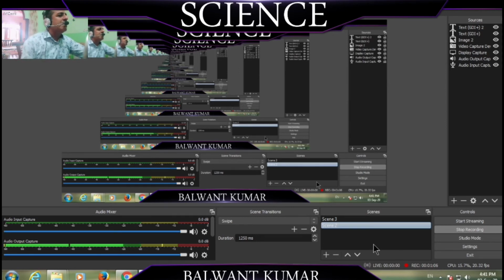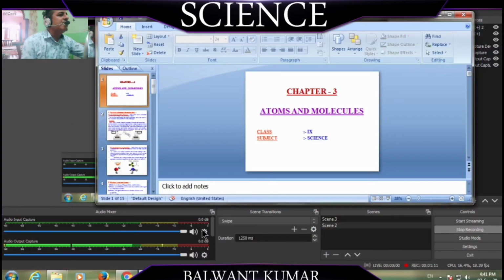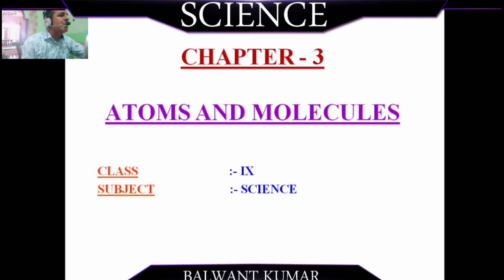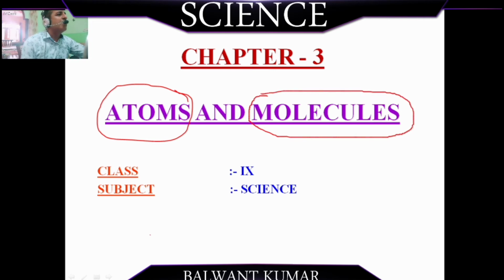Let's go for this. Students, we are here with a lesson for class 9. This is atoms and molecules. What's the meaning of atoms? Here we'll study what is the meaning of atoms and how from the atoms molecules are formed.